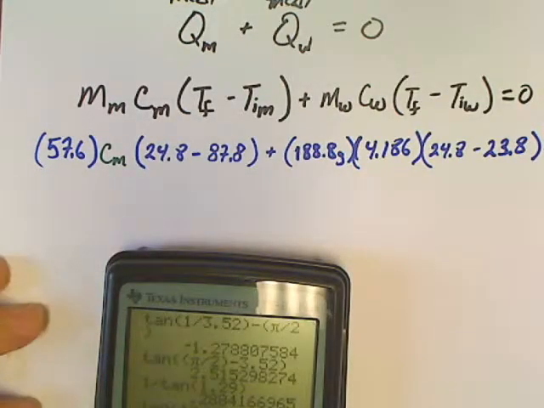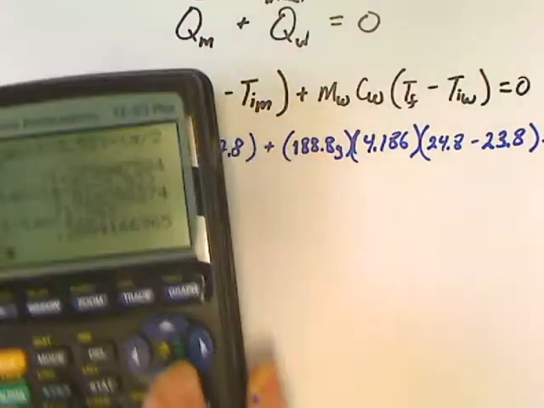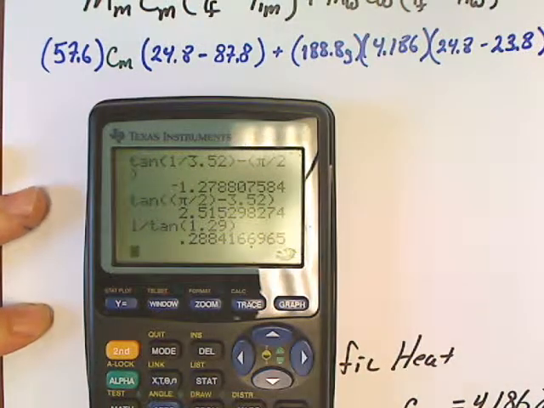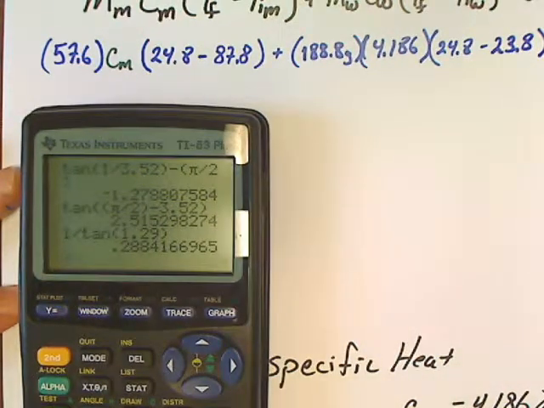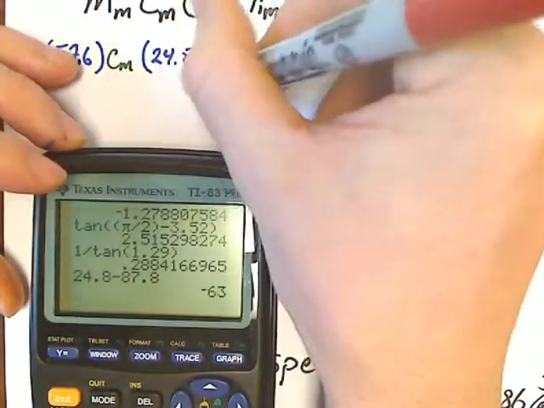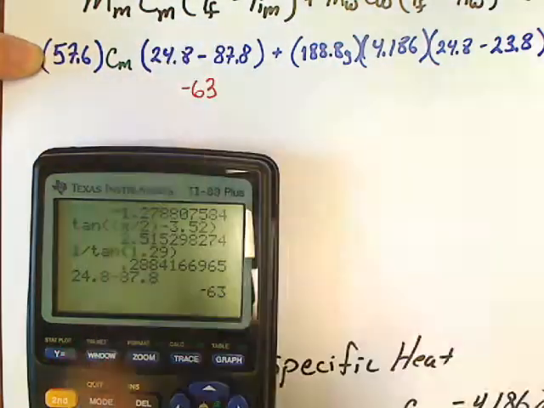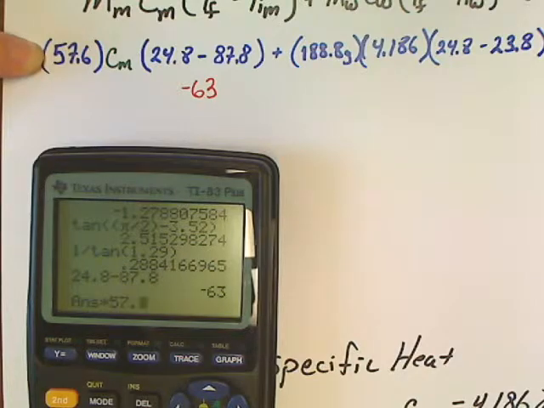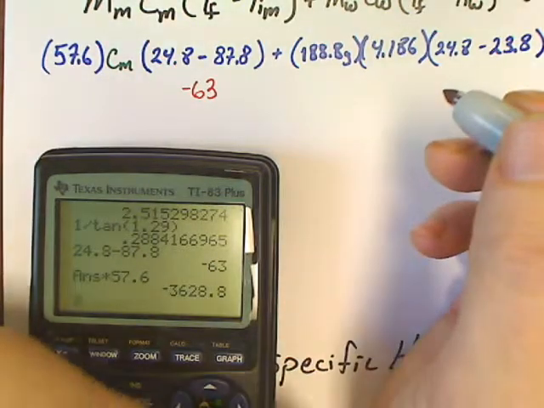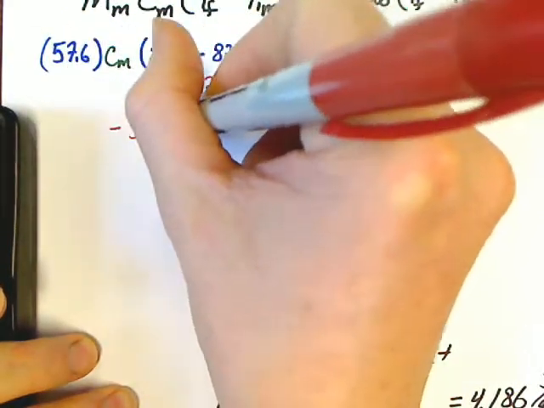So, like for me, whoa, what is, I've been typing on my calculator. That's some cool looking stuff. Anyway, so like for me, for instance, mine would be, let's see if I can do this, 24.8 minus, what have I got here, 87.8. So I've got negative 63. So there's my difference. So negative 63 times 57.6 equals negative 3629. So this is negative 3629.